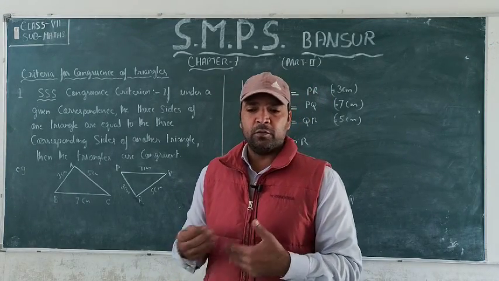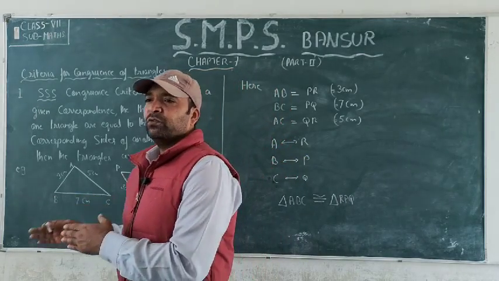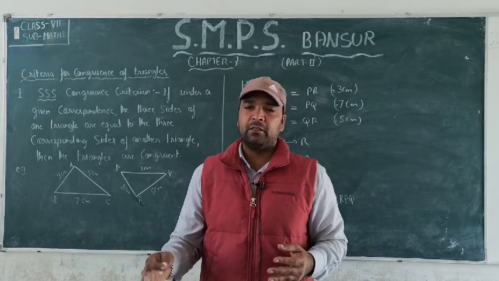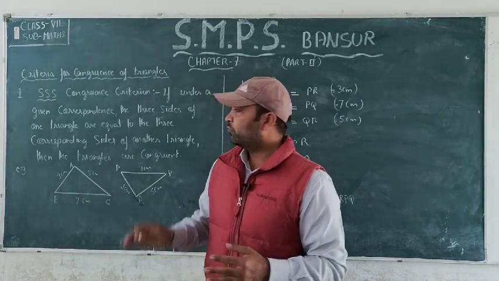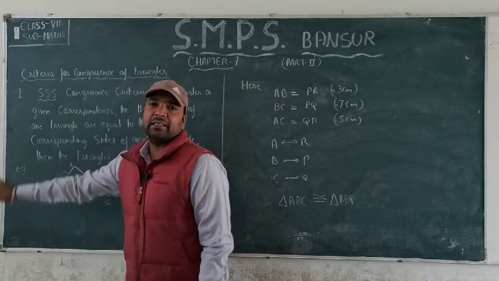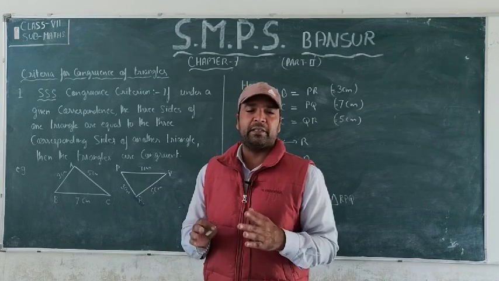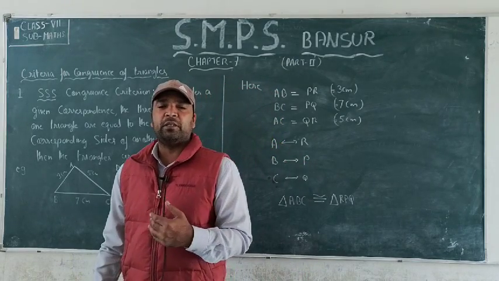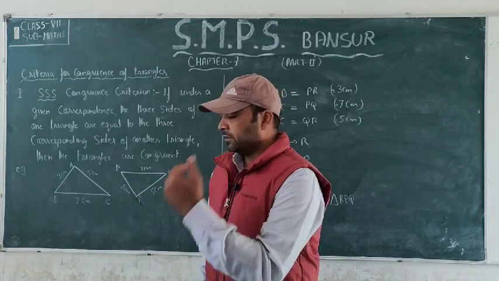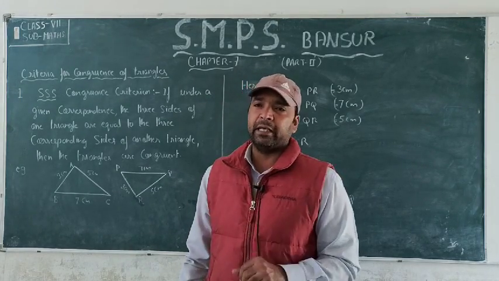There are many criteria for congruence of triangles. How we can prove that this given triangle is congruent to the next given triangle. So first of all is the SSS criteria. SSS means side. If three sides of a given triangle are equal to the three corresponding sides of another triangle, then we can say that the given triangle is congruent to the other given triangle.